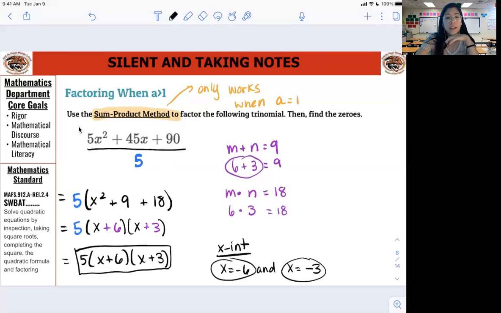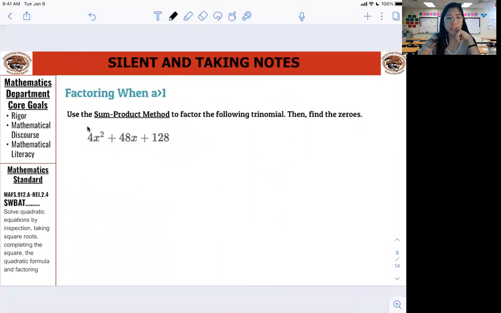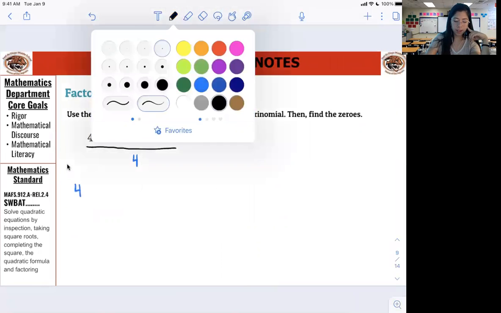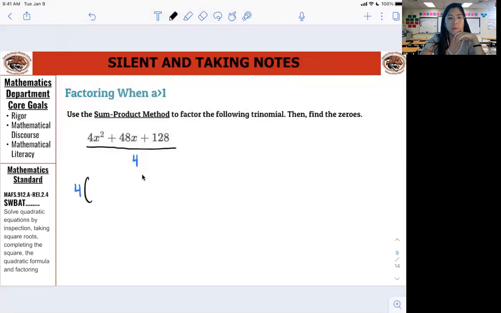All right, so that's basically what happens when the value of a is greater than 1. Do I have any questions so far? We'll do a couple more examples. Cool. All right, let's try another one. So this time I have a 4 in the front, which means I'm going to need to divide everything by 4. But again, I'm not ignoring the 4. I'm just taking it, I'm factoring it out. What will I be left with?